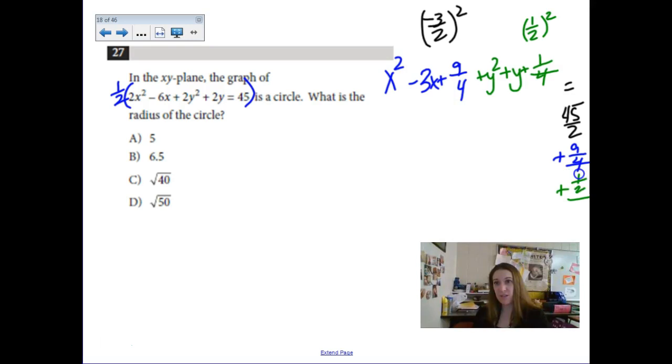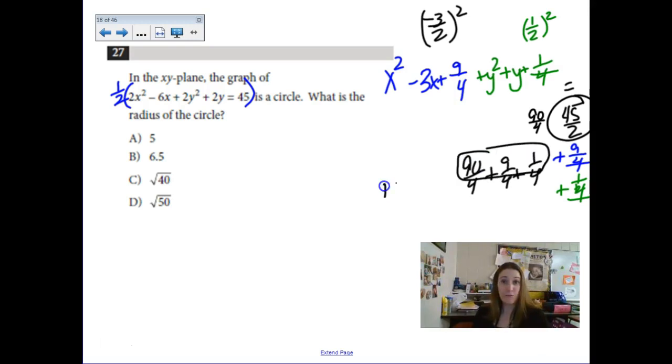Oh, gross, fractions. And you know what, guys? I think this was on the no calculator part, so a bit of a bummer here. I have 45 halves, 9/4, and 1/4. I need common denominators. I'm going to change this to 90 over 4. So I have 90/4 + 9/4 + 1/4. That's not too bad. That's 100/4. People, that's a 25. But that is not my actual radius. Remember, this is the end of the equation where it says radius squared. So now I have to square root this, and turns out my radius is a 5. Oh, right at 5 minutes. Good luck.